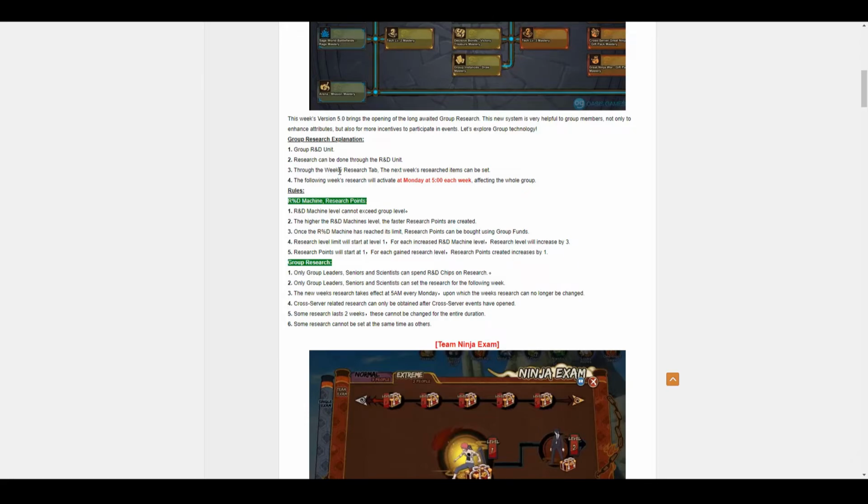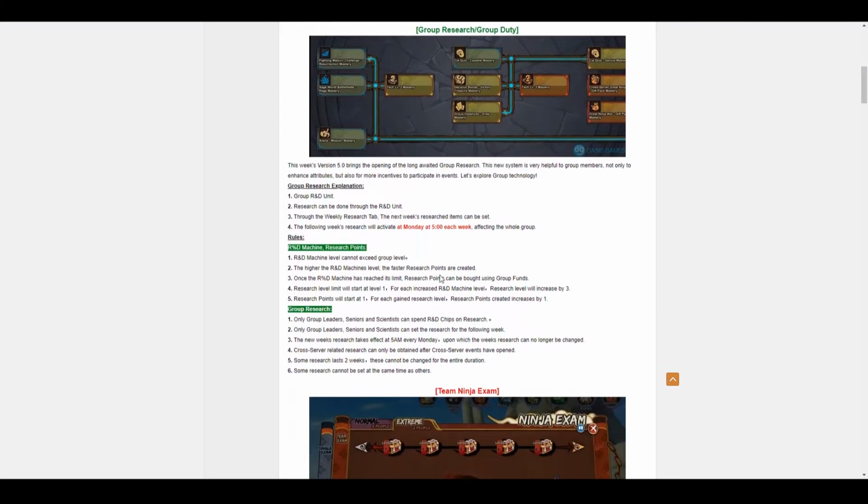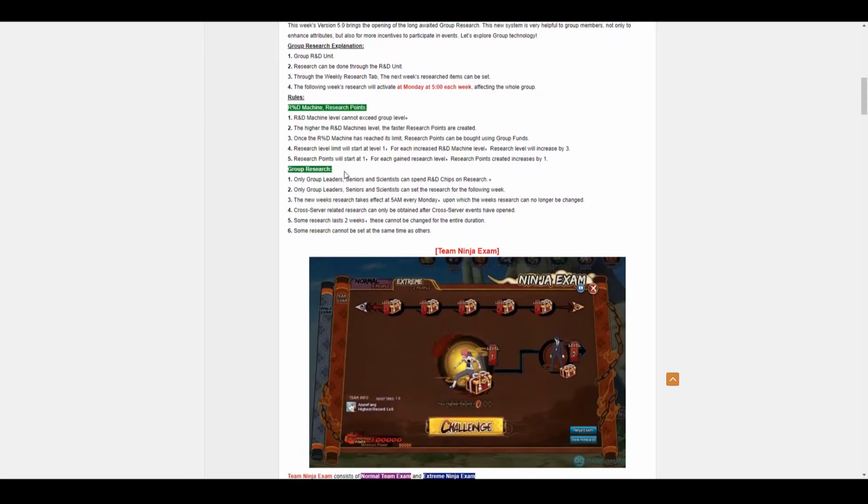Research can be done through the R&D unit. Oh, okay. I believe it's supposed to just stand for research and development, just a technical name for the thing. Through the weekly research tab, the next week's research item can be set. The following week's research will activate on Monday at 5 each week, affecting the whole group. R&D machine research points: R&D machine level cannot exceed group level. The higher the R&D machine level, the faster research points are created.